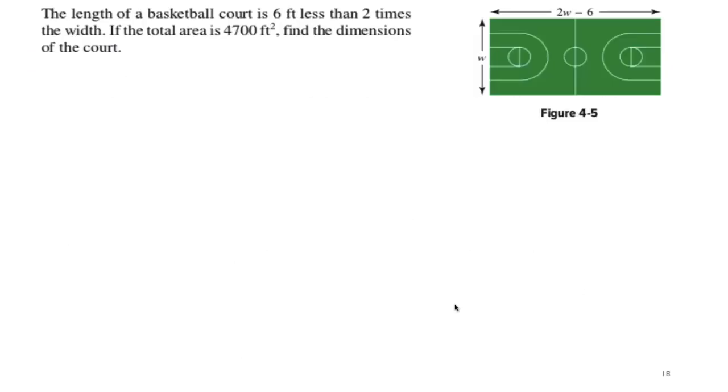So here's an application of this. Suppose you have, let's look at a basketball court, and it turns out that the length of the basketball court is 6 feet less than 2 times the width. So if this is the width, then the length is 2 times the width minus 6. Also, the total area of a basketball court is 4,700 square feet. So knowing that, can we find the dimensions of this basketball court?